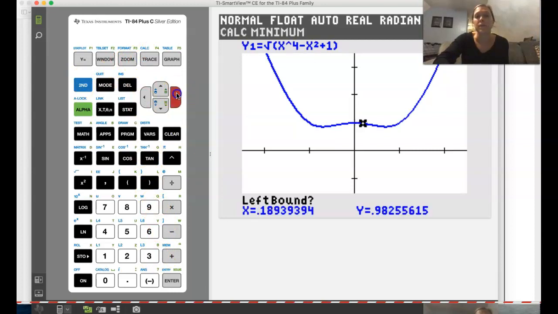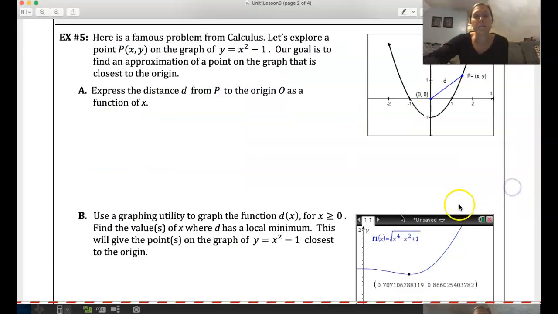Oops, I guess that moving the cursor was unnecessary. Okay, so that looks like a good left bound. I'm going to hit enter. I'm going to go beyond where I think the minimum point is, hit enter, and then we get 0.707107479. So that is my minimum distance.